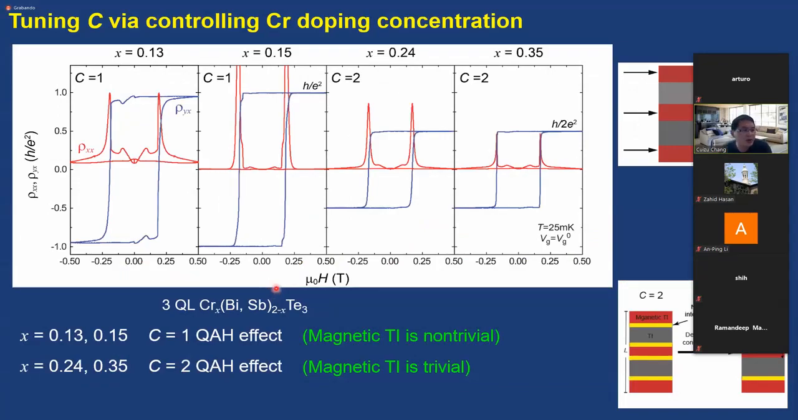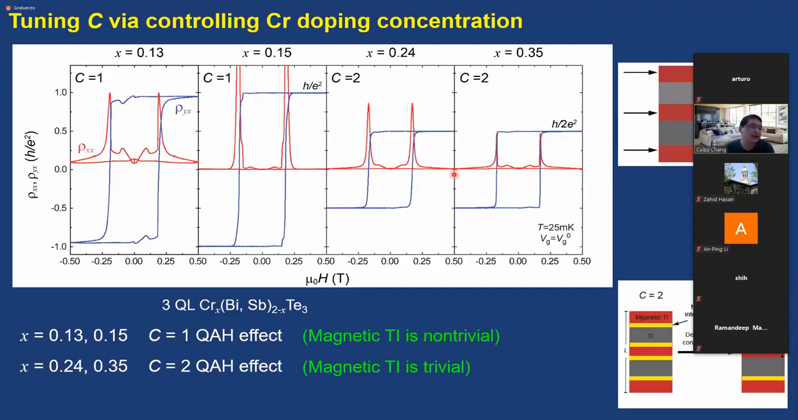And next, I will introduce how to tune the Chern numbers in the same sample structures. We found that the Chern number of the insulator can be tuned just by changing the pentalayer, 5-layer structure. If we tune the chromium doping level in these 3 layers, we can actually tune the Chern number. In this 5-layer structure, for chromium doping of 0.13 and 0.15, it shows the C equals 1 quantum anomalous Hall effect. If you further increase the chromium doping level to x equals 0.25 and 0.235, we can realize the C equals 2 quantum anomalous Hall effect.